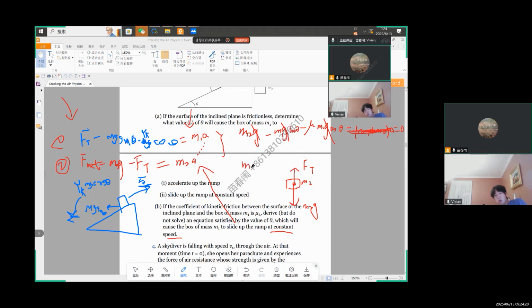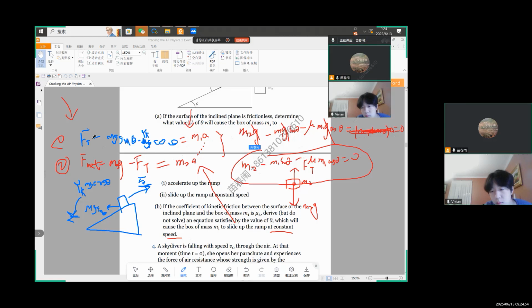So basically it's m2 minus m1 sine theta minus mu m1 cos theta. That's 0, right? That make sense? Yeah, this would be the equation, right?